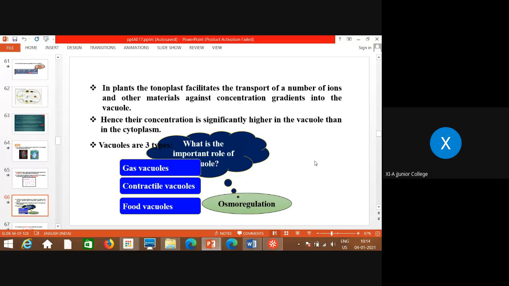Which ions are to be taken inside the vacuole, the concentration of which ions is to be increased, and which ions are to be released out of the vacuole is maintained by the tonoplast. Accordingly, the ion concentration is higher in vacuoles, as they are mainly used for storage. So their concentration is significantly higher than the cytoplasm outside. Now these three types of vacuoles, gas vacuoles, contractile vacuoles and food vacuoles, play an important role. The main function is generally osmoregulation, but along with that, additional functions are also done.